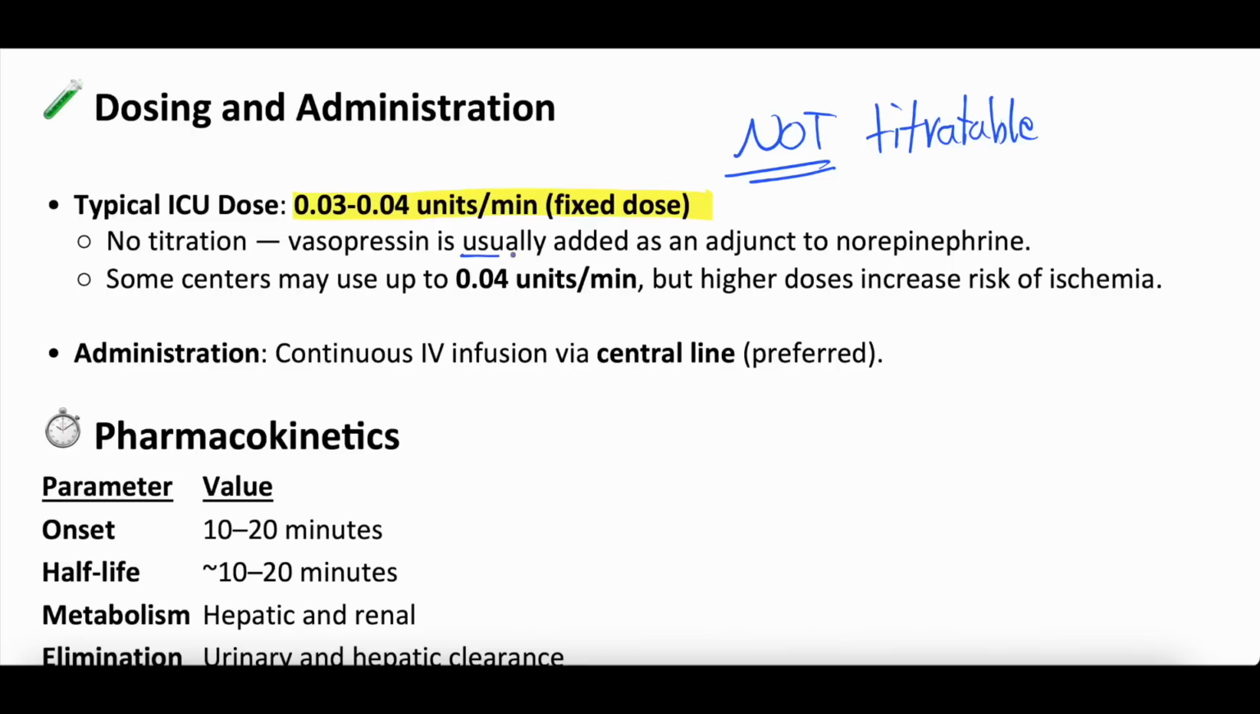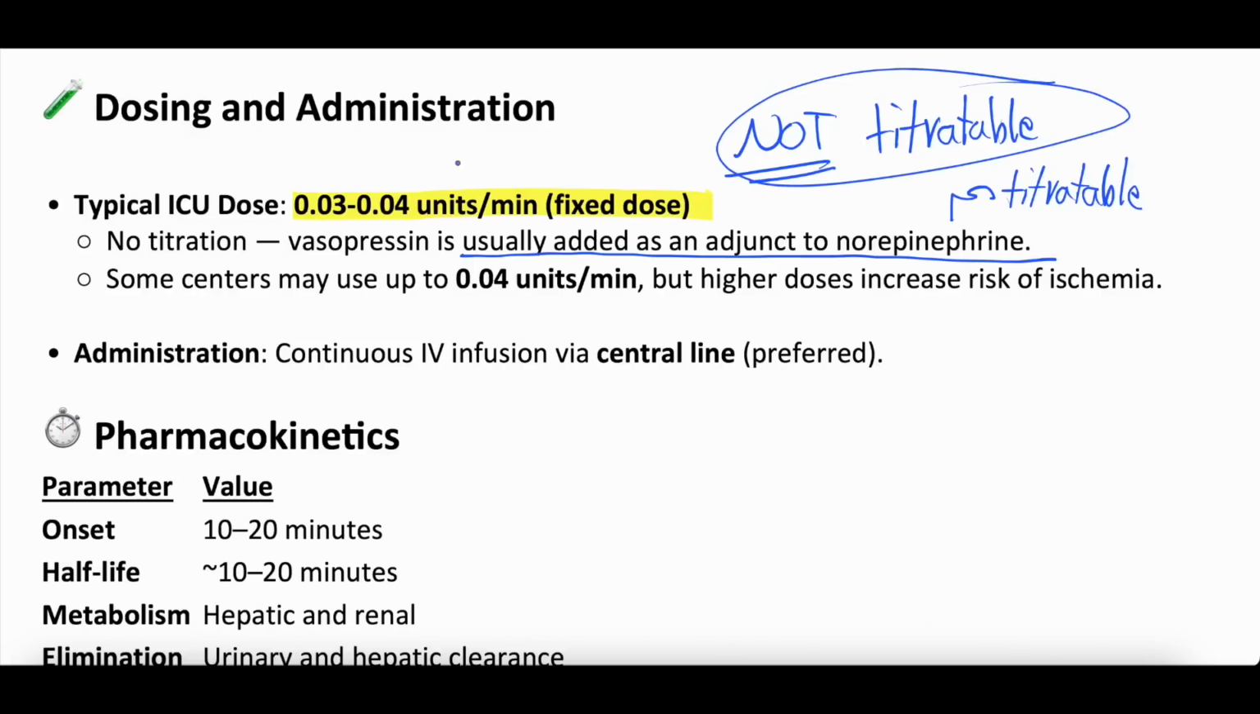So vasopressin is usually added as an adjunct to norepinephrine because the norepinephrine is titratable. This is the one you're going to titrate based on the blood pressure, whereas the vasopressin tends to be not titratable. Different hospitals use different fixed doses. 0.03 or 0.04 are both perfectly reasonable. All right. The higher the doses of vasopressin, there is somewhat of an increased risk of ischemia, either in the fingers, toes, or in the bowel as well. But 0.04 is still perfectly reasonable, but at that little bit of a higher dose, there is some increased risk of ischemia. So 0.03, 0.04 units per minute, fixed dose, not titratable.